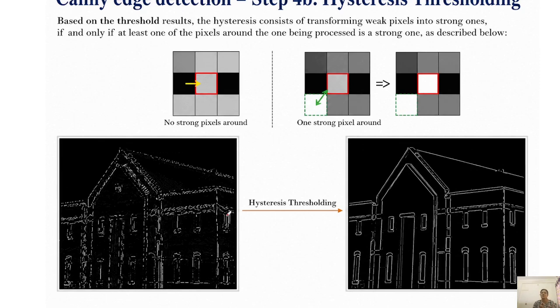In this hysteresis method, we take a weak, intermediate pixel and check the 8 point neighbors of the edge. If any of the neighbors is an edge pixel, then we make that intermediate pixel also a part of the edge. Otherwise, we can discard it. So this is all about the Canny edge detection algorithm. I hope you all understood this.